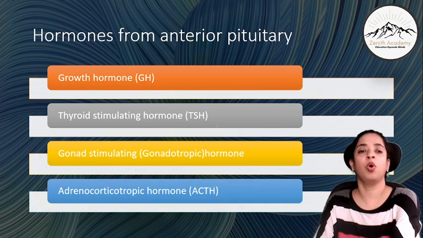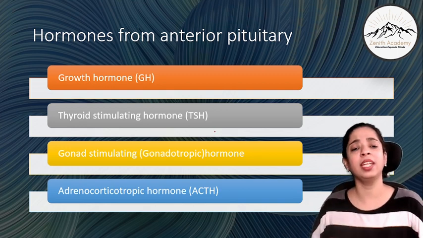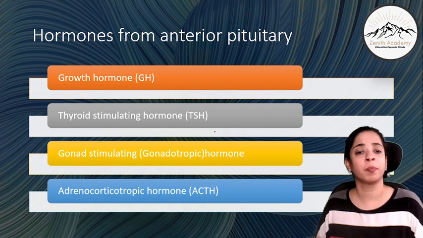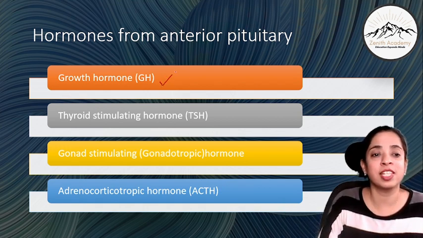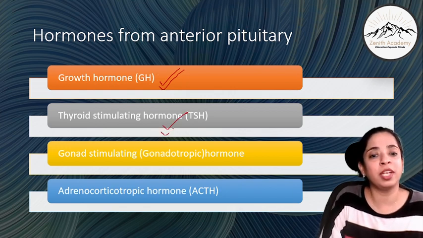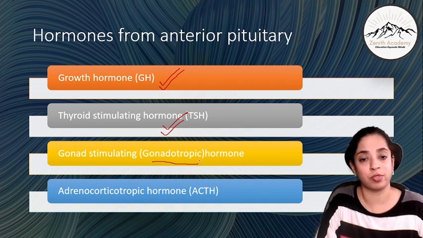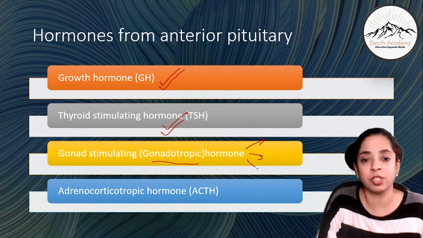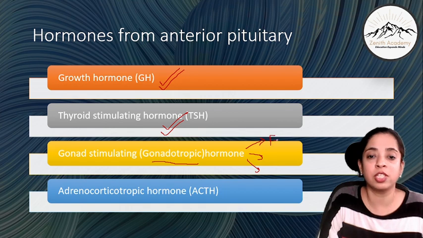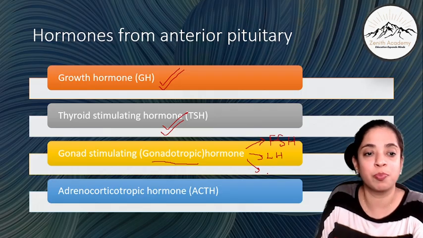Okay, so first we will talk about the anterior pituitary. The anterior pituitary releases many hormones. We have categorized them. First is growth hormone, GH. Then thyroid stimulating hormone, TSH. Then there are gonad stimulating hormones, also known as gonadotropic hormones. They release three hormones. Okay children, they release follicle stimulating hormone, FSH. It releases luteinizing hormone, LH, and it also releases prolactin.